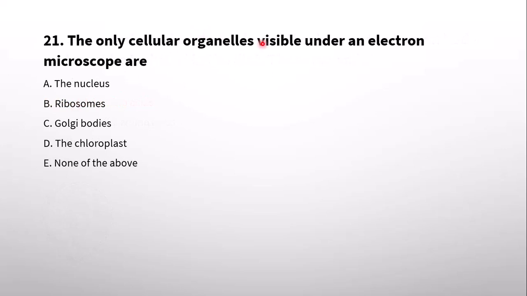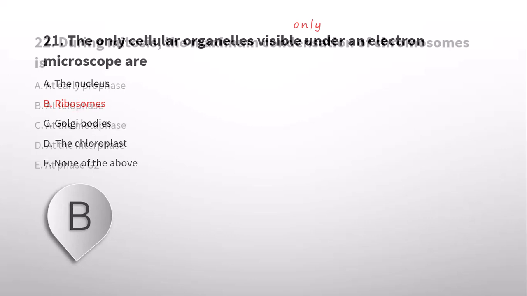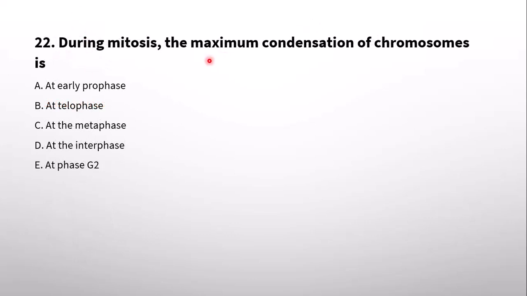The only cellular organelles visible under an electron microscope are ribosomes. Ribosomes visible only under the electron microscope. Thank you. During mitosis, the maximum condensation of chromosomes is at... sorry there. I think it's C. Yes, this is an error. Thank you. Sorry. The maximum condensation is at metaphase. Yes.